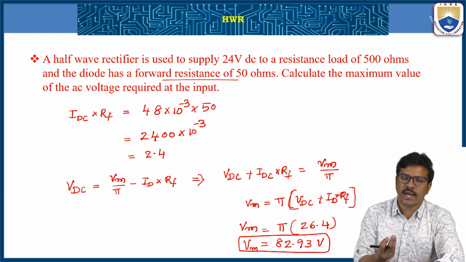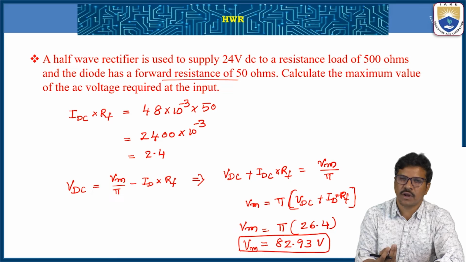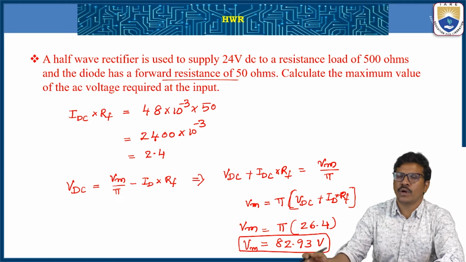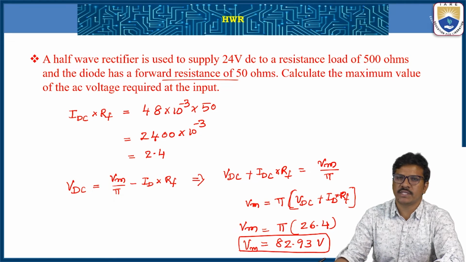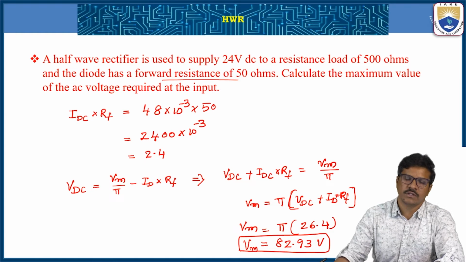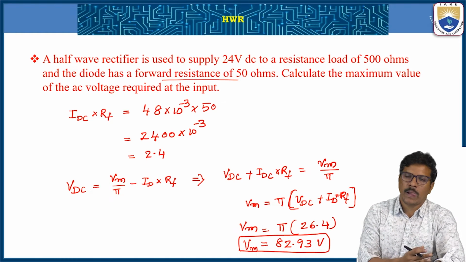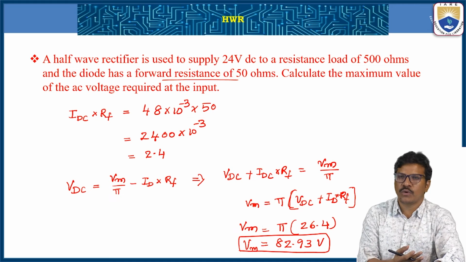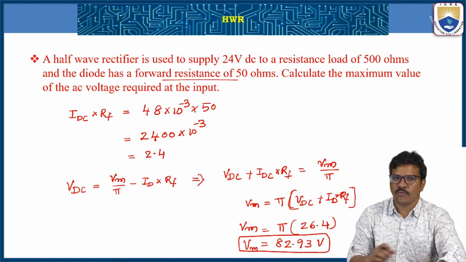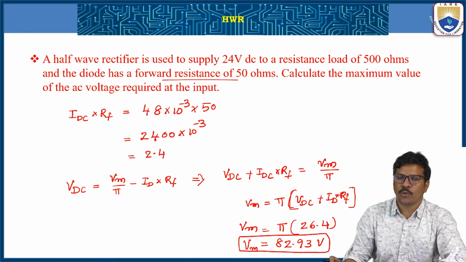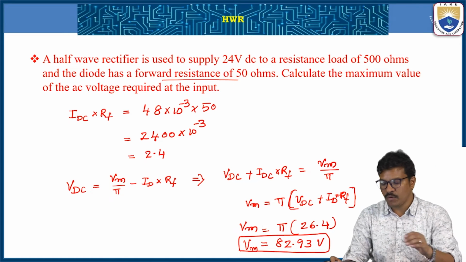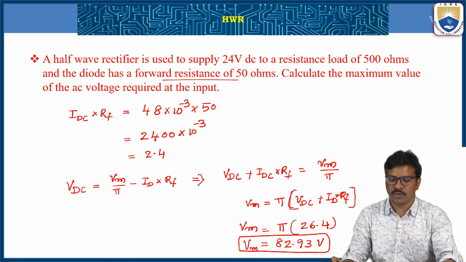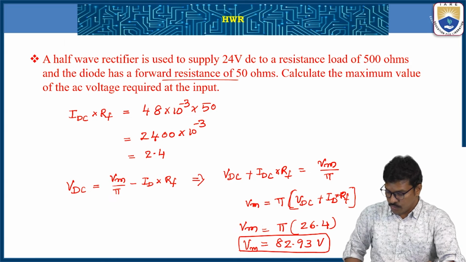So when we provide 82.93 volts to the half-wave rectifier, it will deliver to the load a DC voltage across the 500 ohm resistance equal to 24 volts. So the problem is given in the reverse order. 24 volts is delivered to the load across 500 ohm, with the internal resistance of the diode being 50 ohm. What would be the maximum Vm voltage required at the input of the half-wave rectifier? We will get 82.93. In this way, we will get the input voltage.